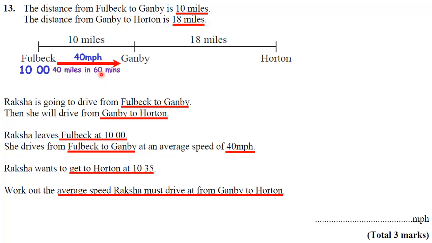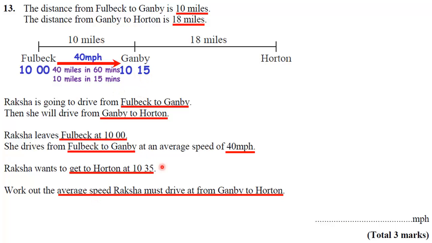What's a quarter of 60? Half it and half it again. So 10 miles will take her 15 minutes, quarter of an hour, 15 minutes. Okay, so what time does she get to Ganby? 10:15. All right, so you're starting to work stuff out, and we're doing it on the diagram. It should be really, really straightforward to you as we do this.